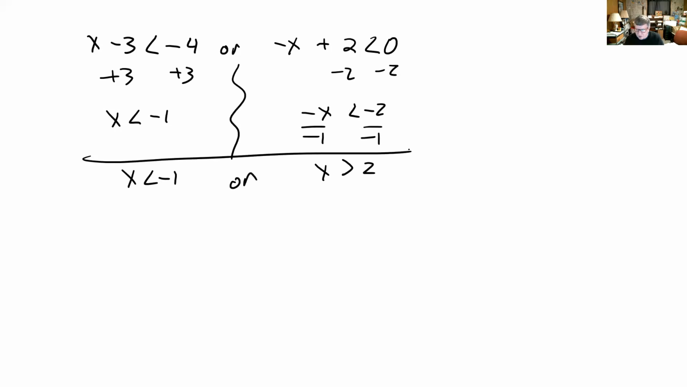So we've solved each inequality. Let's go ahead and graph each individual piece. x is less than -1.